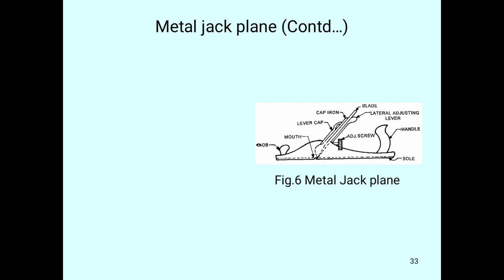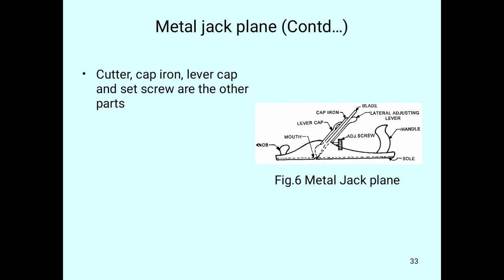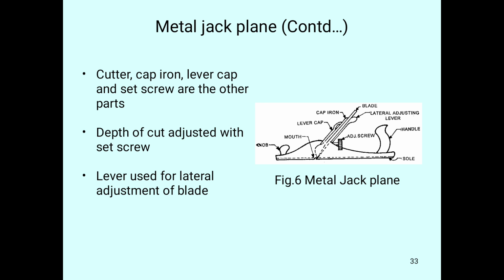Next, cutter, cap iron, lever cap and set screw are the other parts. The depth of cut is adjusted with the set screw. Suppose you want to make the cut deeper, then we have to adjust the cutter by using the set screw. Next, the lever is used for lateral adjustment of the blade.